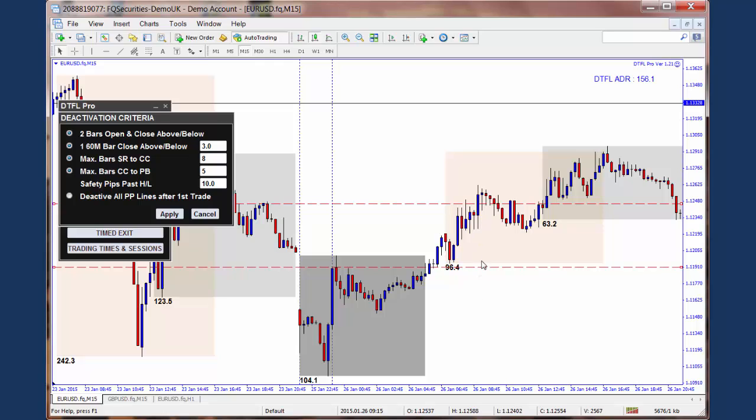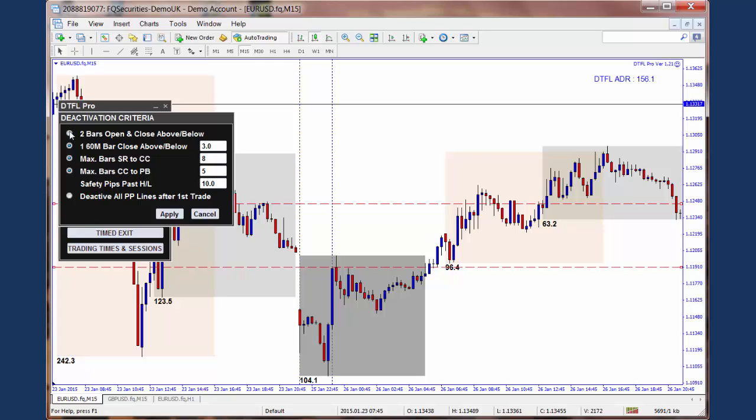These lines I've drawn on the chart here aren't DTF Pro lines. These are just lines I've put on here to demonstrate and explain what these different functions mean. There are no actual PP lines being drawn on here by DTF Pro. It's not active at the moment.